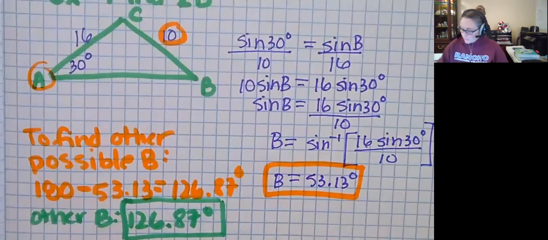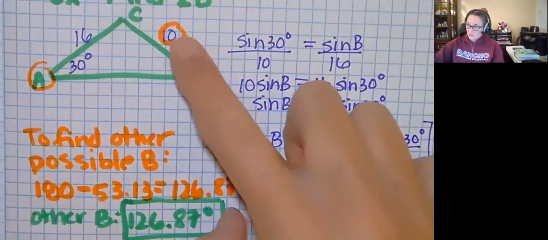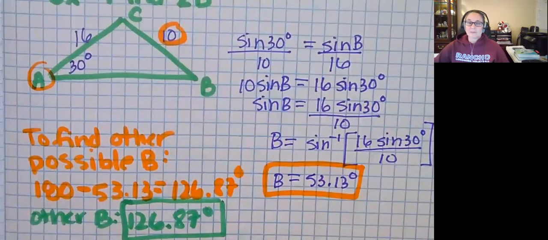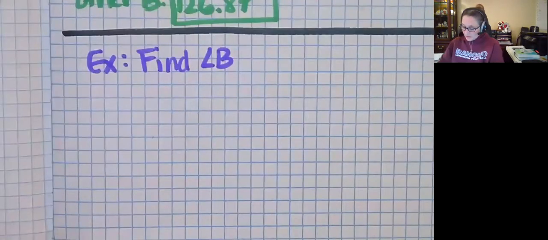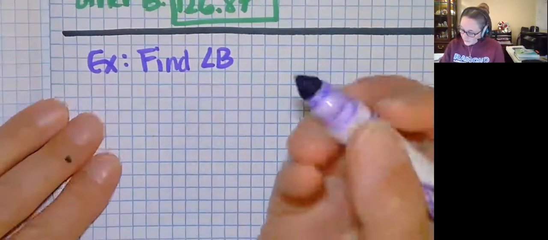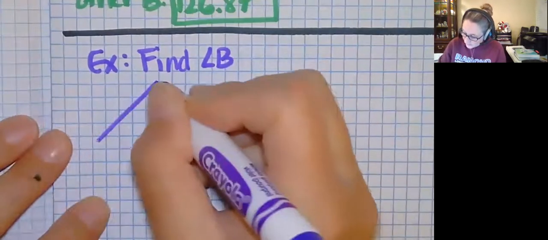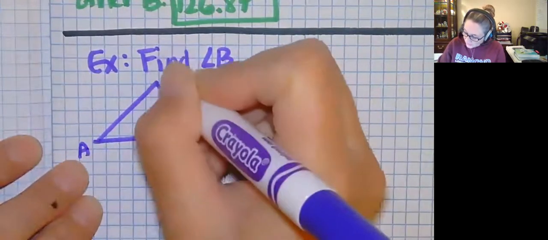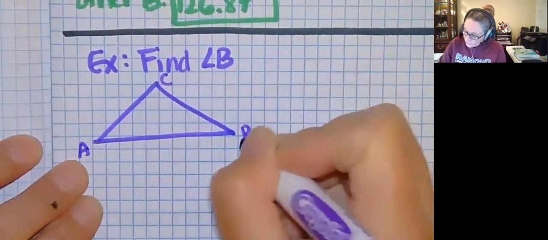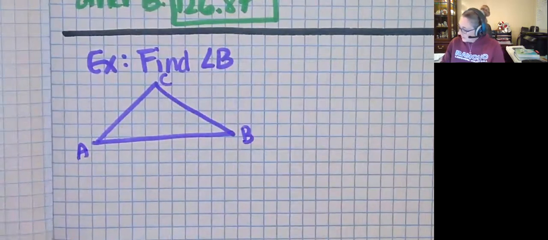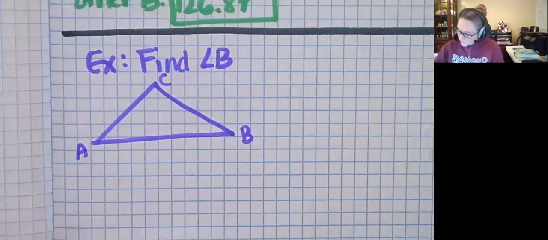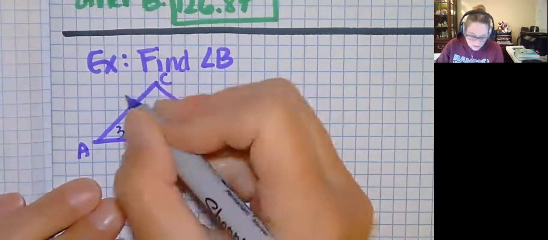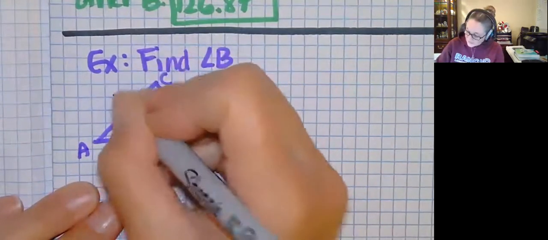Now the next one, I'm going to keep everything the same, but I'm going to change this number. And let's see how that changes this. So again, I'm going to find angle B. And like I said, I'm going to keep this A. We'll call this one C. We'll call this one B. And this is going to be 30 degrees again. Over here, this is going to be 16.